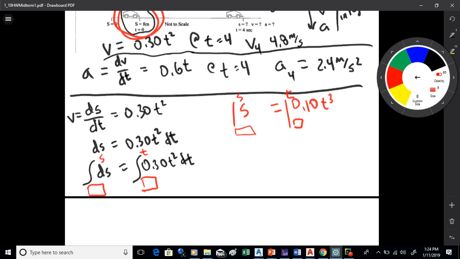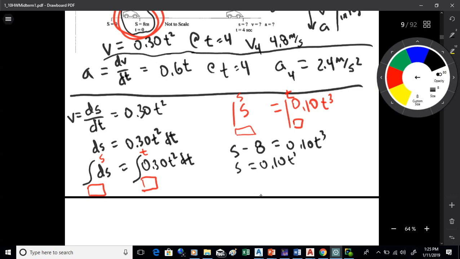All right. So what you're going to end up with when we run through that process is that s minus 8 is equal to 0.10 t cubed. So the displacement then is 0.10 t cubed plus 8. And as we like to see, the mathematics backs up our common sense. We're starting at a distance of 8. That's why we're adding that in, because we're already 8 meters down the road.